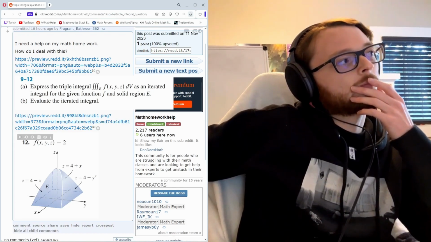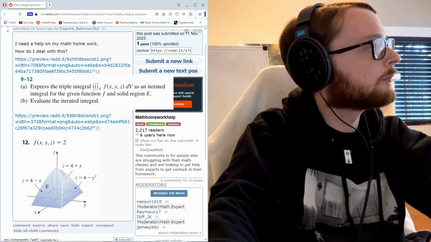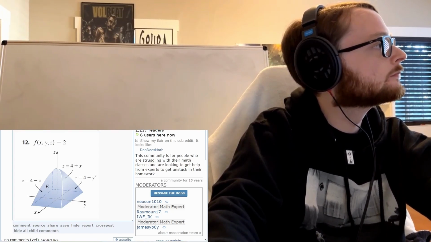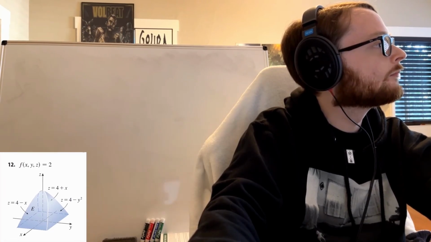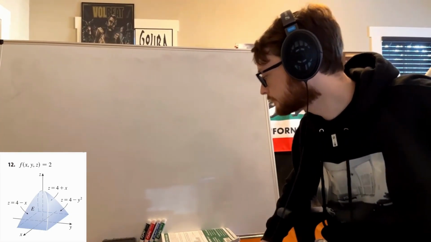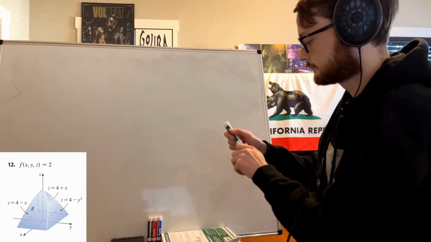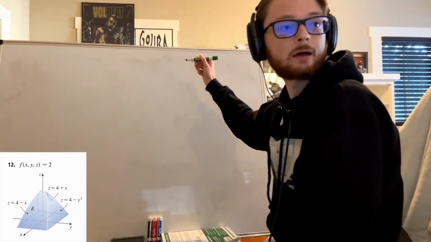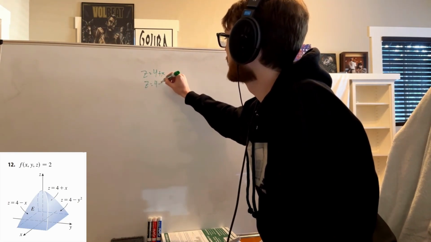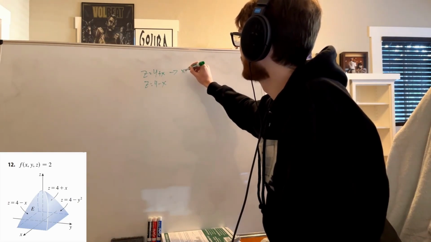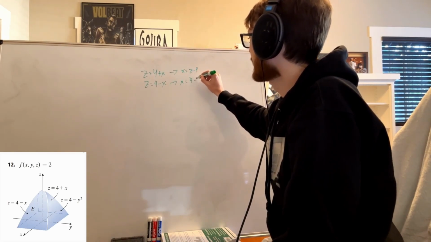How do we say one is less than the other? Or which one are we starting from? Maybe we solve them both for x first, and that'll make it clear. Okay. So we have z equals 4 plus x and z equals 4 minus x. Solve each of these in terms of x. x equals z minus 4, and x equals 4 minus z.